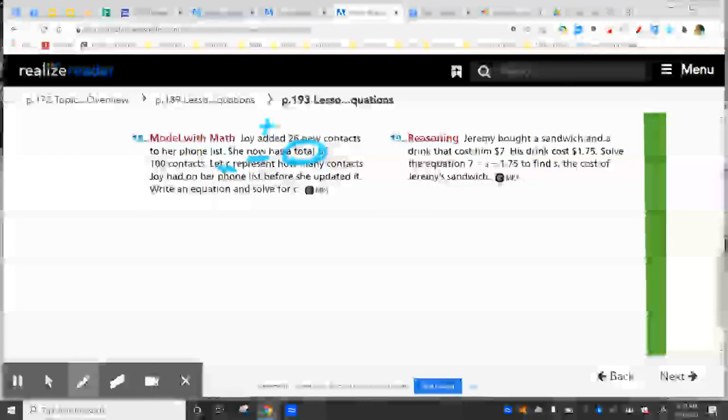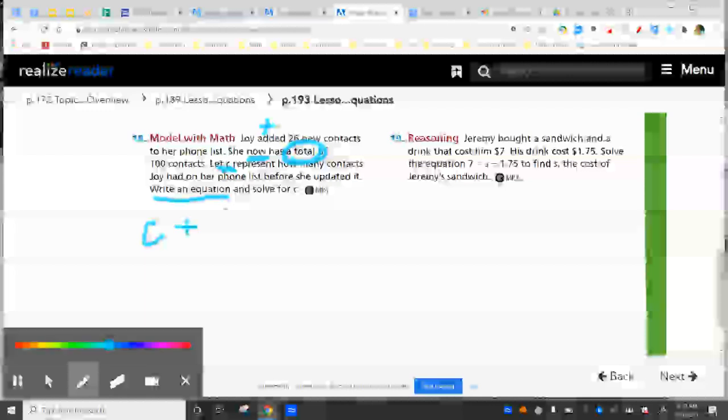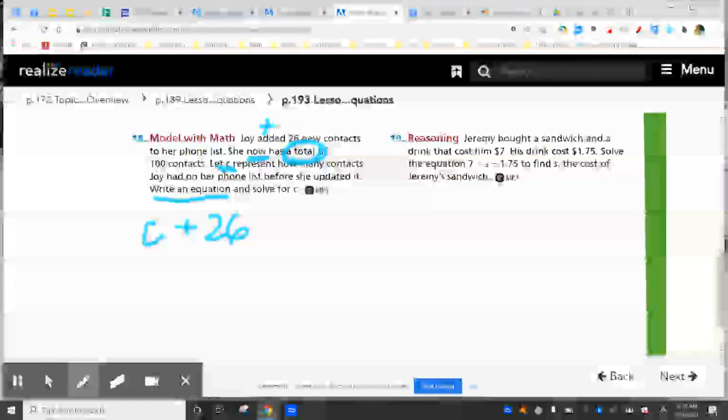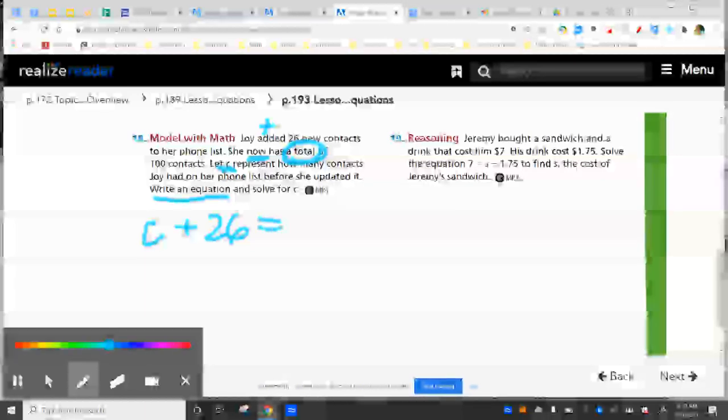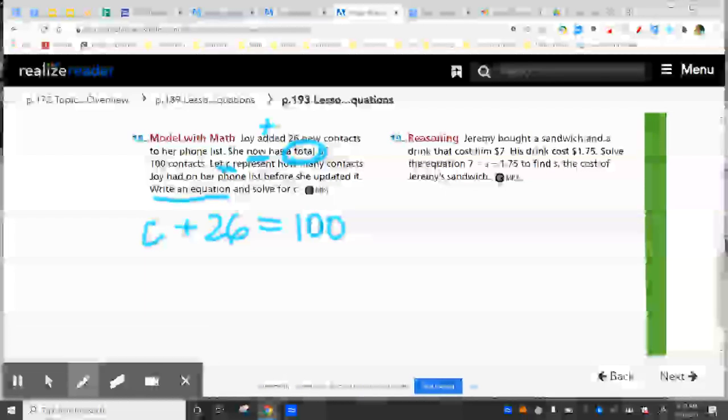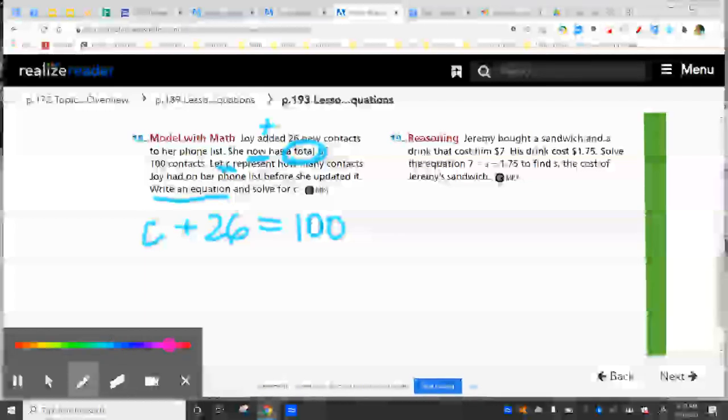Our job again is to write an equation to represent what these words are saying. So C, how many I started with. C are my contacts. I don't know how many that is, but I know that Joy added 26 new contacts to her phone, and now she has a total. Well, the total is going to be what this equals, 100 contacts. So that equation represents what the problem is saying. Now it's also asking us to solve for C.